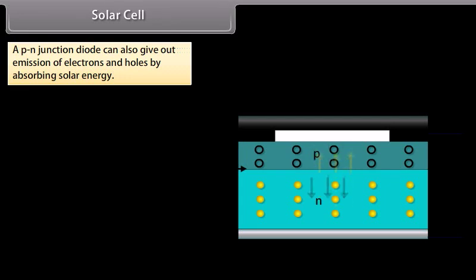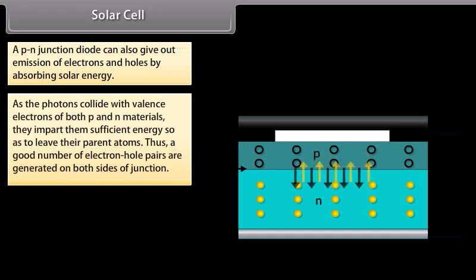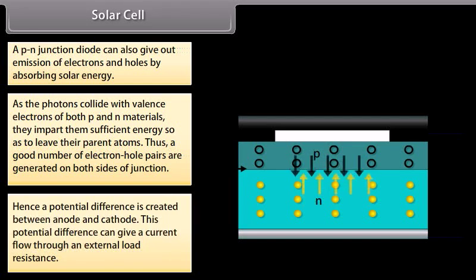The p material at the top is very thin compared to the thickness of the n material. Thus, solar energy photons entering from the top glass window easily penetrate up to both sides of the junction. As the photons collide with valence electrons of both p and n materials, they impart sufficient energy to leave their parent atoms. Thus, a good number of electron-hole pairs are generated on both sides of the junction. Hence, a potential difference is created between anode and cathode. This potential difference can give a current flow through an external load resistance.